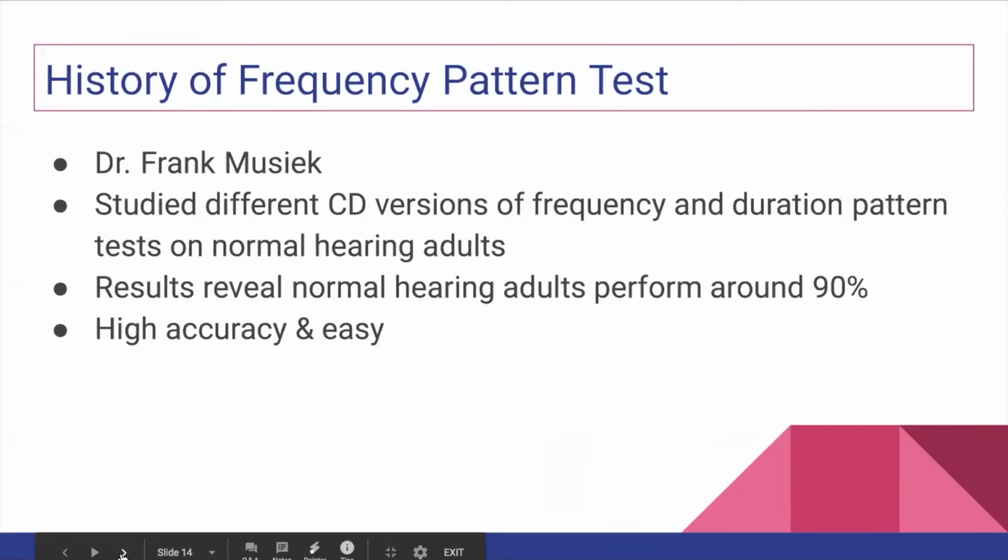Now we're moving on to the history of the frequency pattern test. This was developed by Dr. Frank Musiek. He studied different CD versions of frequency and duration pattern tests on normal hearing adults, and what he found was that his results revealed normal hearing adults performing approximately 90%. The benefits of this test are that it has high accuracy and is easy to perform.